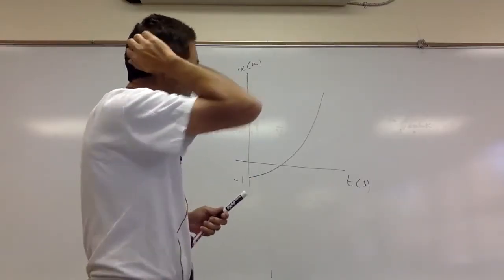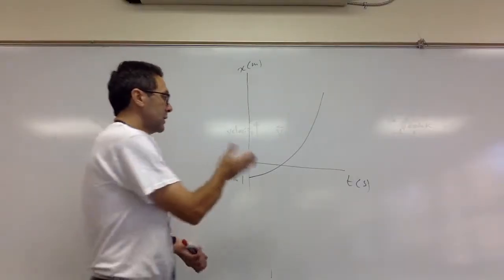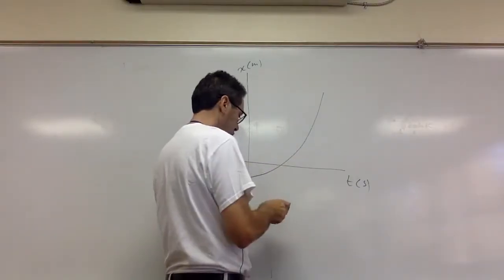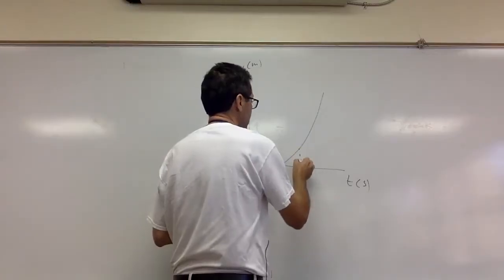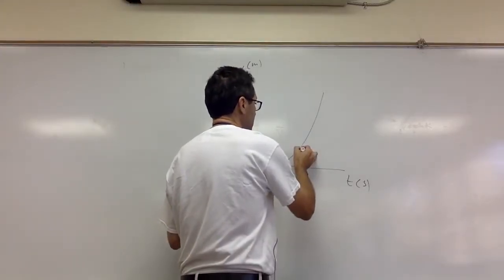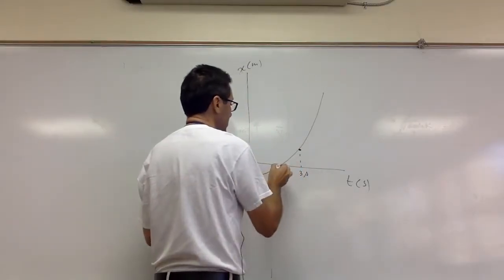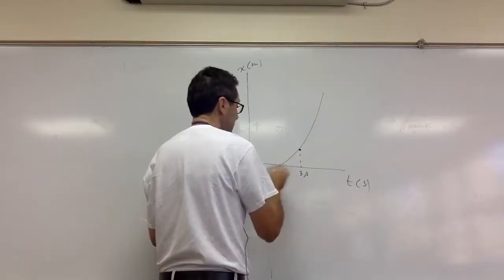So here you cannot talk about a unique slope because it's not linear. In other words, the steepness changes. So let's say, I don't know, this is 3 seconds. If I want to find the speed at 3 seconds, or at least let's just compare the speed at 3 seconds to the speed at 2 seconds.